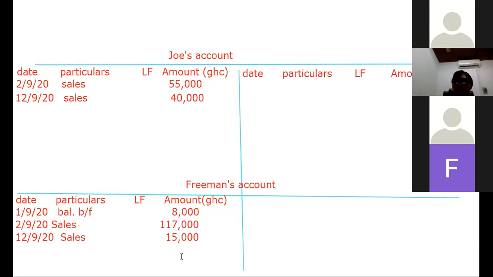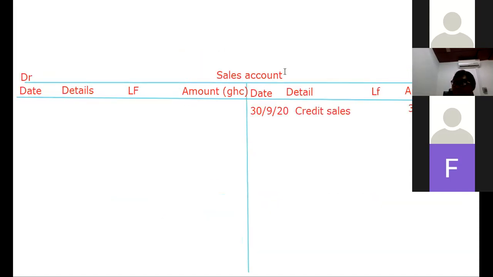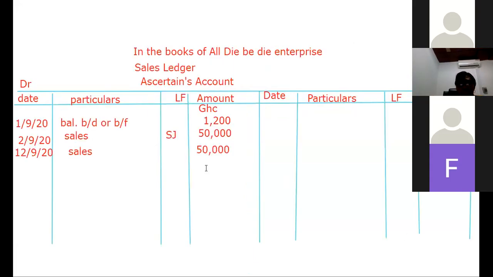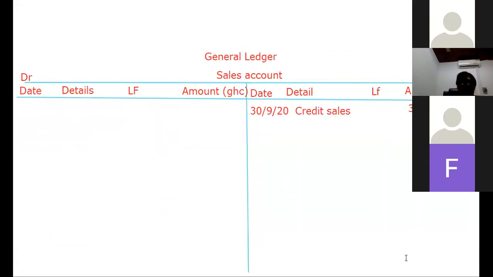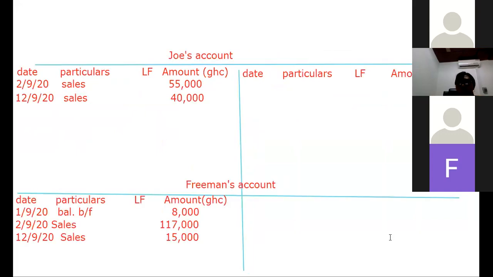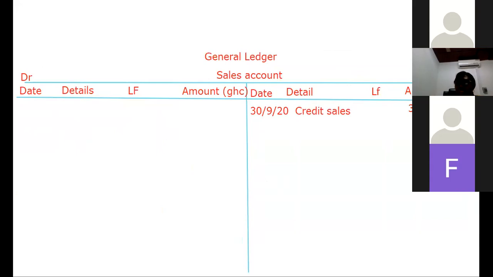So if you add all these, we are just moving from the sales journal to the individual sales ledger, do we get it? And the total of the sales to the sales account in the general ledger. The sales account is an account in the general ledger. Can you see double entry? I just want you to know that it is double entry, because this one has debit, this one has debit, and the total is what we find in credit here. So the double entry has been fulfilled. Any question?